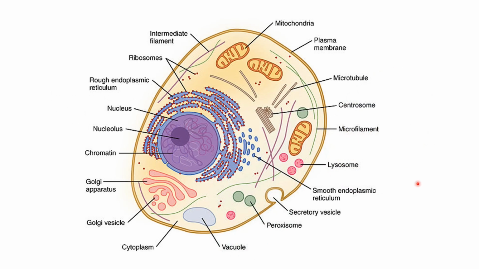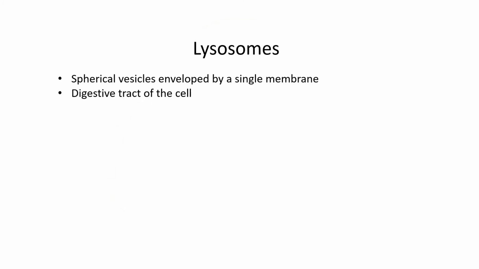The next parts of the cell that we are going to take a look into are the lysosomes and the peroxisomes. Lysosomes are spherical vesicles enveloped by a single membrane. They are bags of enzymes which are regarded as the digestive tract of the cell since they are actively involved in digestion of cellular substances like proteins, lipids, carbohydrates, and nucleic acids. These lysosomes break down these macromolecules into their components for further use by the cells.